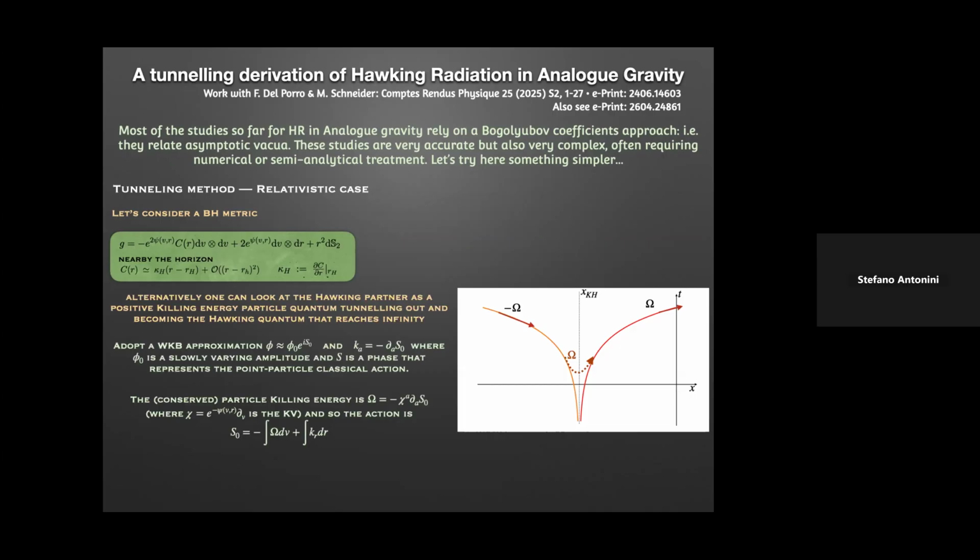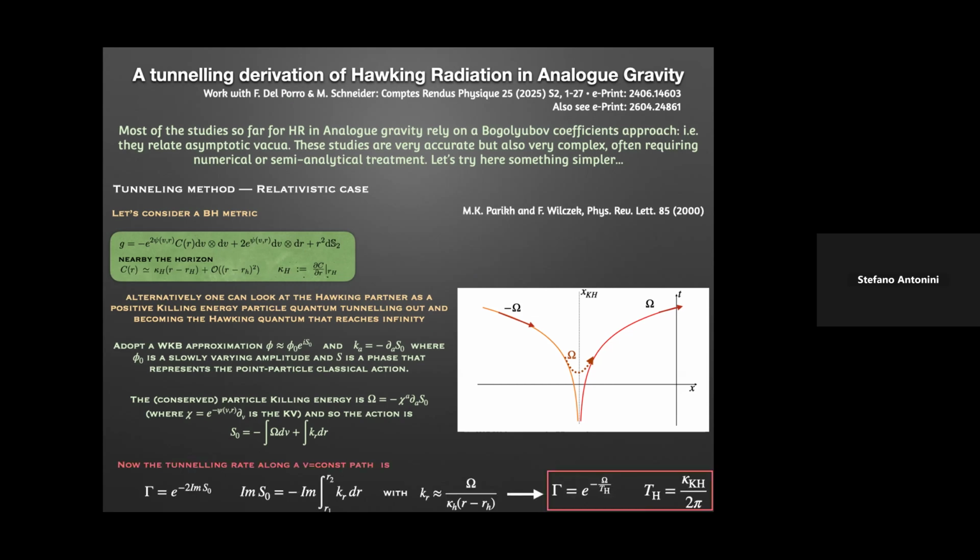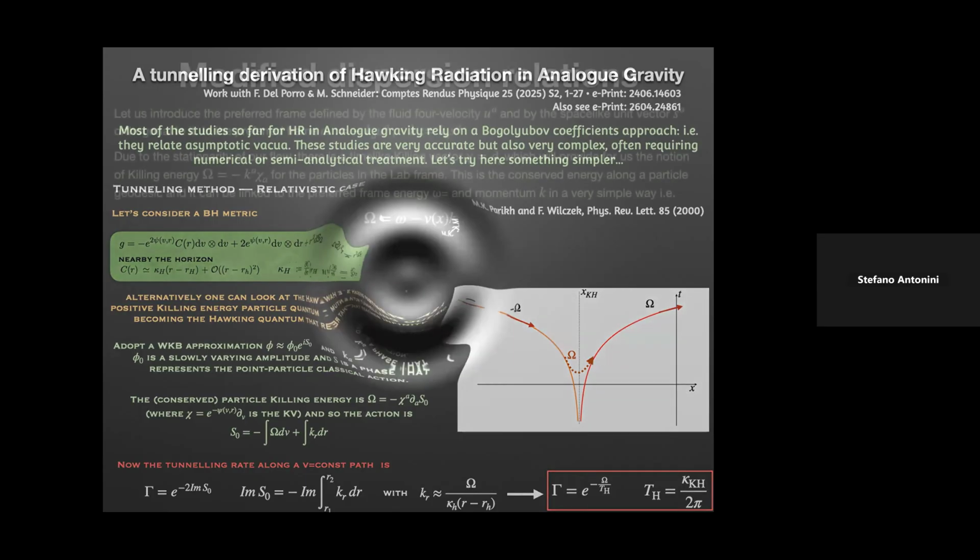How do you do that? You go to a WKB approximation, you introduce an action for your particle, and with this action, you know that the tunneling rate is basically the imaginary part of this action. This action is basically k, the radial component of your momentum, and what you see is that in spherical symmetry it has a pole at the horizon. This is the relativistic calculation à la Parikh-Wilczek. And this pole corresponds exactly to a tunneling rate which is minus omega, the Killing frequency, over T_H, where T_H is exactly the Hawking temperature.